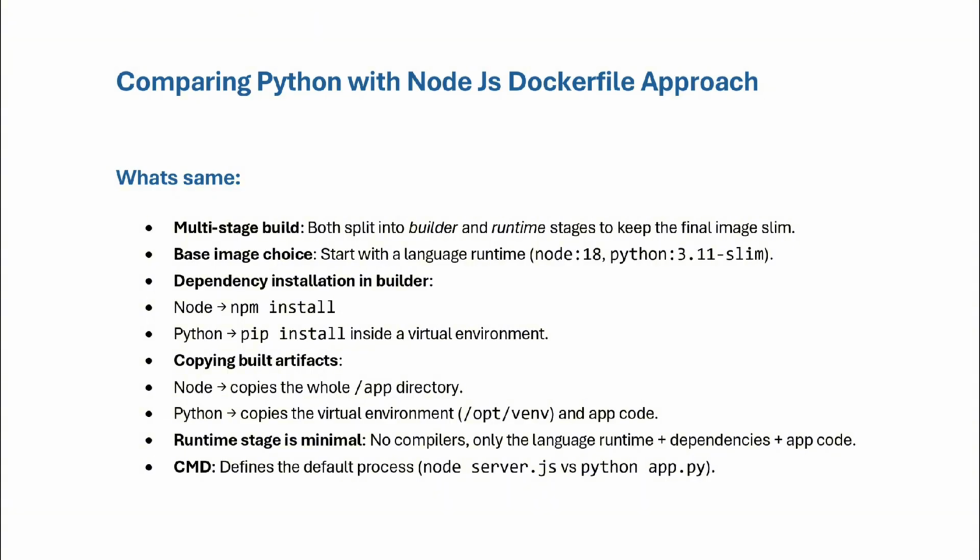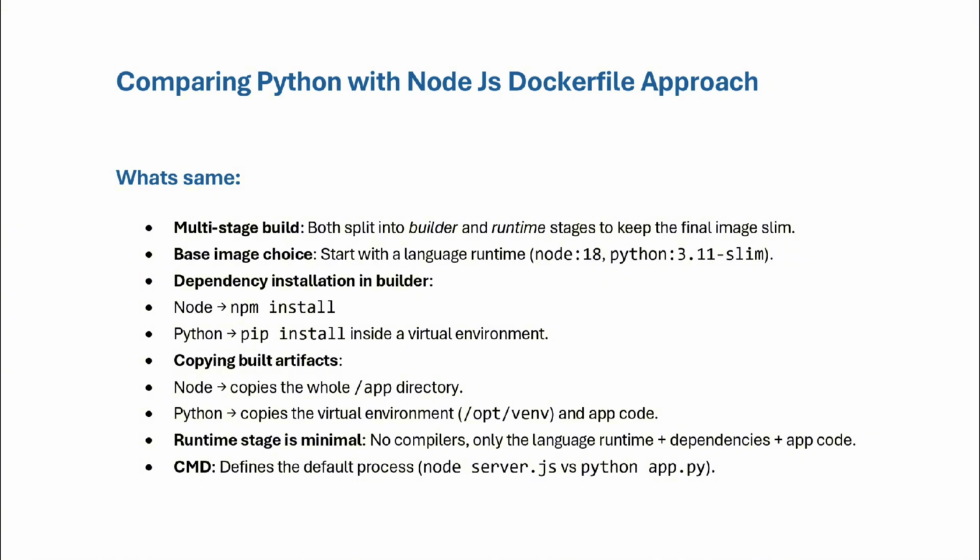Dependency installation in the builder: in Node we have used npm install in the builder stage, whereas in Python we have used pip install inside a virtual environment. That means npm install is for Node and pip install is for Python. Copying build artifacts. In Node we copy the whole /app directory. In Python we copy the virtual environment, that is /opt/venv, and the app code. Runtime stage is minimal. No compilers, only the language runtime plus dependencies plus app code.